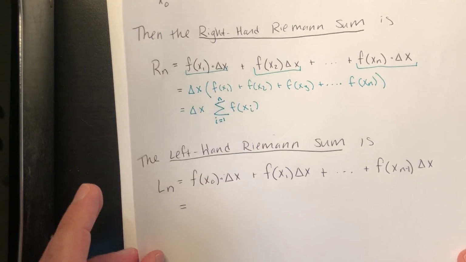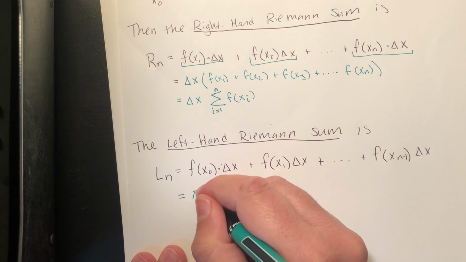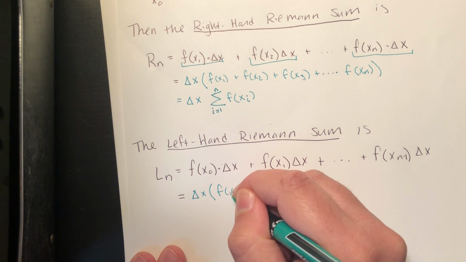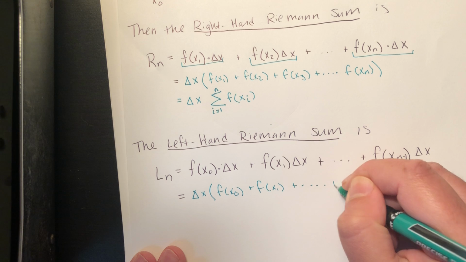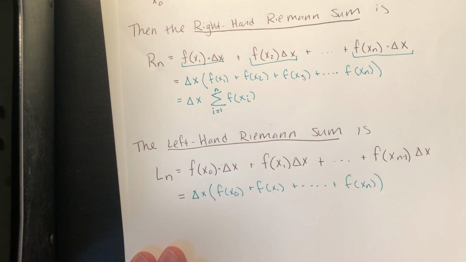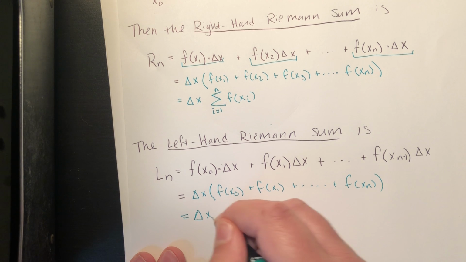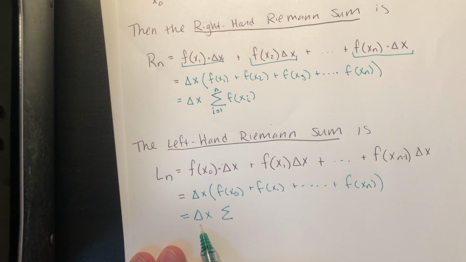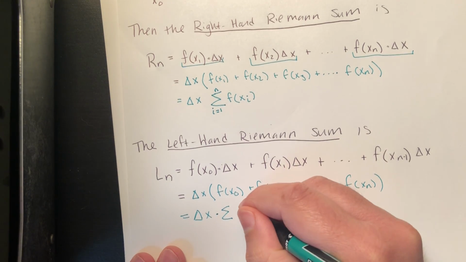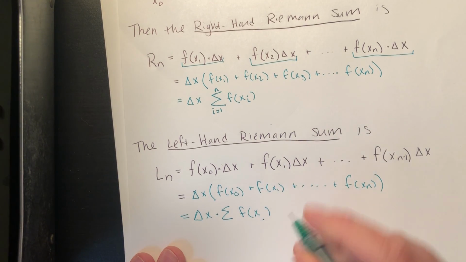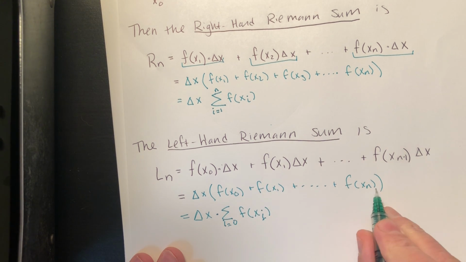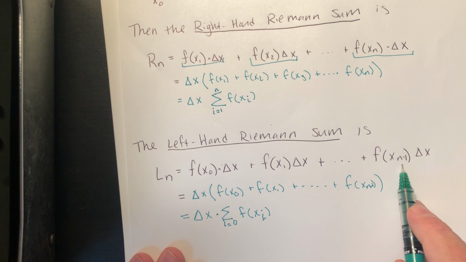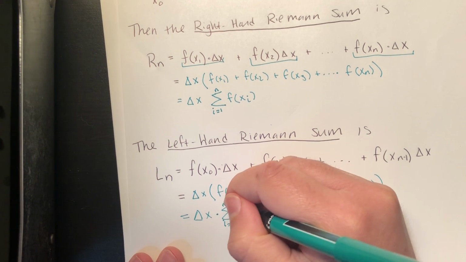Again, the base of each rectangle is the same, it's delta x, so we can factor this delta x out in front and have delta x times f of x0 plus f of x1 all the way down the line to f of xn. We could write that again using summation notation by saying it's delta x on the outside times the sum of f of x sub i. We use i as a placeholder, where i starts at our first index, which is 0, and goes all the way up to our last index, n minus 1. Sorry, it should have been n minus 1 there.